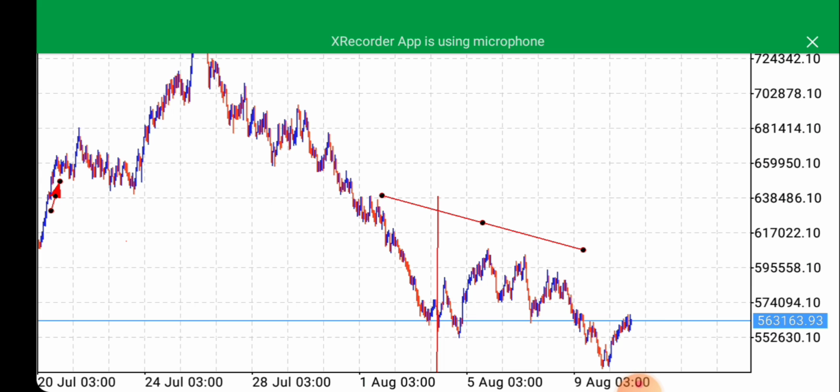So if you have a small screen, you can zoom out to the maximum. All right, so you pinch your screen and then you zoom out to a maximum.